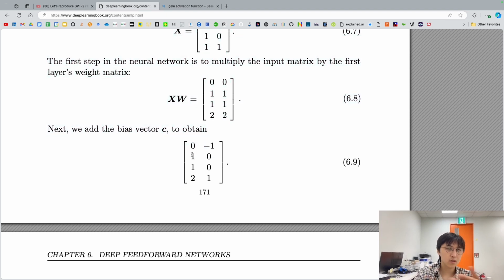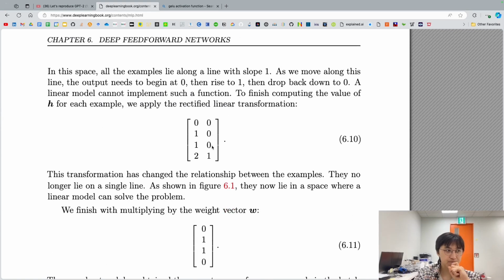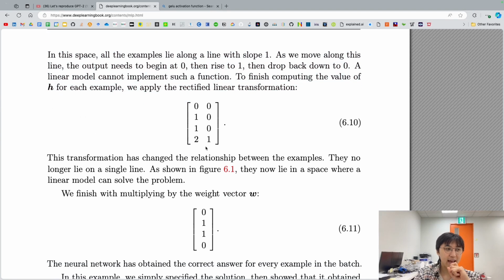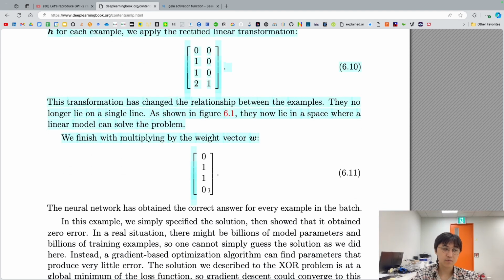What is maximum of 0 and 1? 1. What is maximum of 0 and 0? 0. So these ones will stay the same. Only one small change is that this -1 will become 0. Here you can see it. And then we get this result. And we will give this matrix to the second W vector. So after getting dot product with the second W vector, we will receive this output.